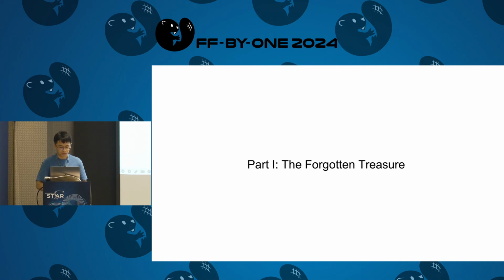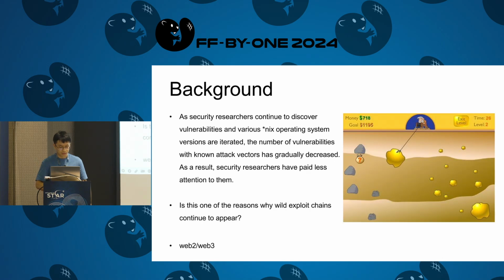So let's first take a look at why forgotten trashes appear. Here is a little background. We once had a doubt: is this one of the reasons why wild exploitation continues to appear? If you are familiar with the news about Web3 security vulnerabilities, you should know that if there are problems in the project, it is very easy to cause direct economic losses. Therefore, the audit habit of Web3 projects is to find all the vulnerabilities as much as possible.